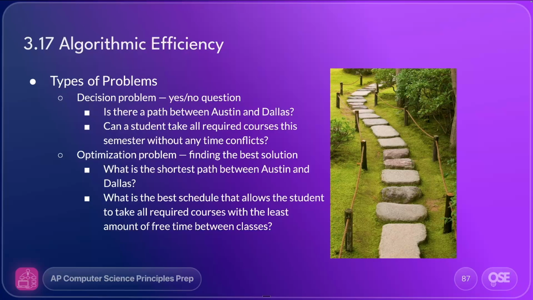There's different types of problems. Decisions, where you have to answer a yes or no question. For example here. Optimization, where you have to find the best solution. For example, what's the shortest path between Austin and Dallas? So one is answering a question that has two options. The other one is finding a best scenario.